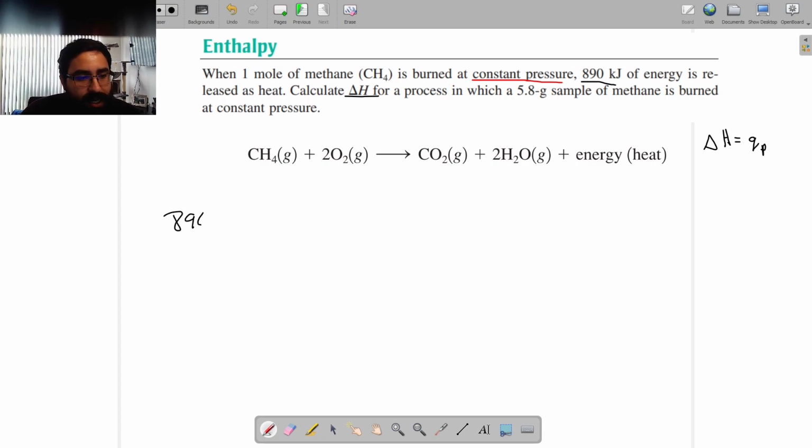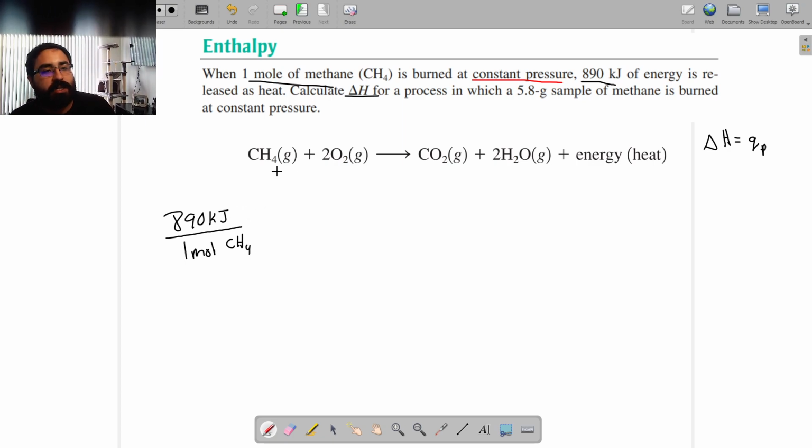So 890 kilojoules of energy is released as heat when 1 mole is burned. So what we do is we call it 890 kJ for 1 mole, and it's CH4. Okay, 1 mole of CH4 releases that much energy. That's what this value is telling us.